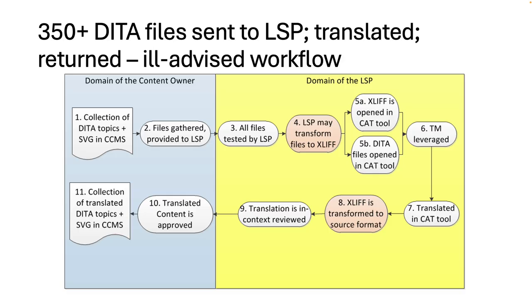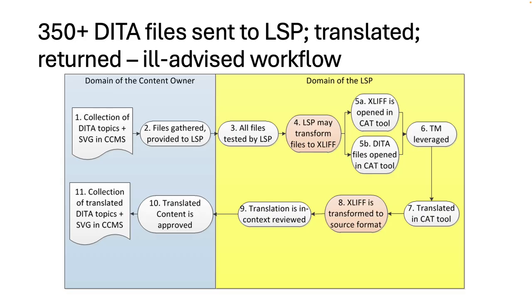So you can see the blue there, that's the domain of the content owner, and then the yellow is the domain of the localization service provider. So step one would be to collect all of the DITA topics, SVG, images, and from the component content management system, and throw them, step two, over the wall, all 350 to the localization service provider. They would need to test all 350 of those files one at a time. They would then maybe transform the files into XLIF.